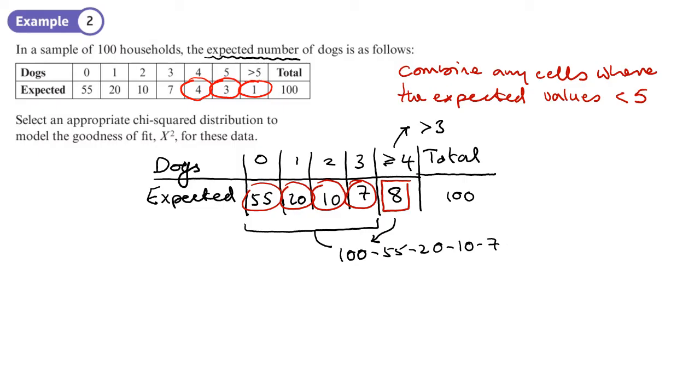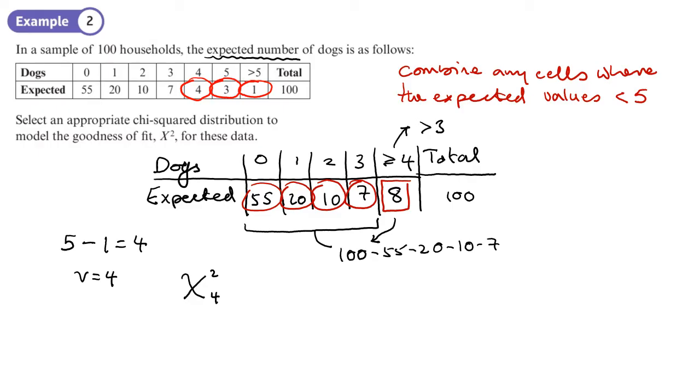So the number of cells after combining is 1, 2, 3, 4, 5, with one constraint: that last column has to be whatever is left from 100. So the number of degrees of freedom is 4, so we can write nu equals 4. So this can be written as chi-squared with 4 degrees of freedom. That's how we write it.